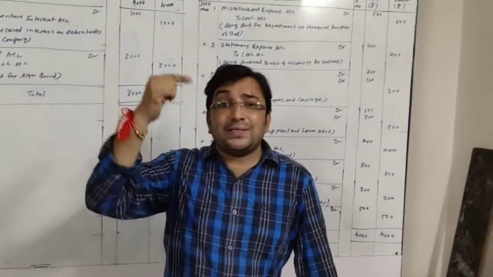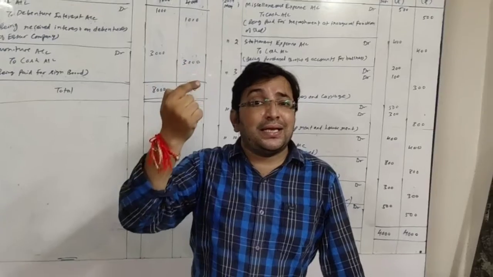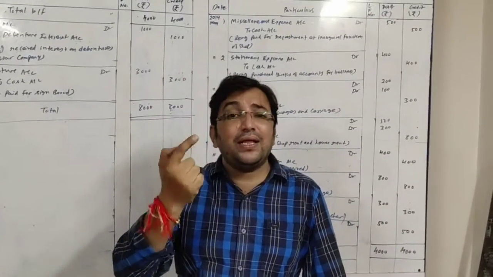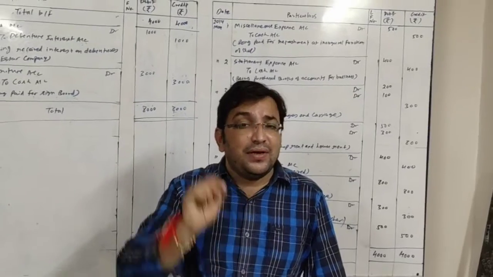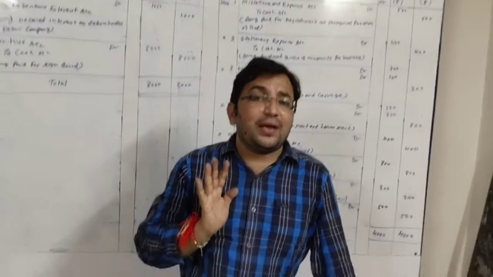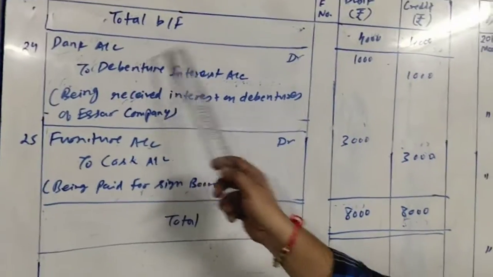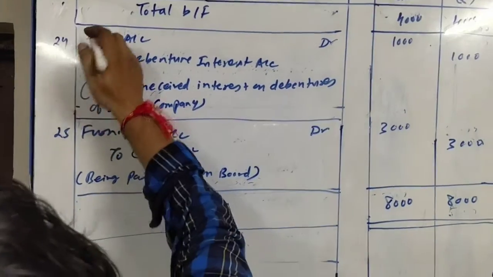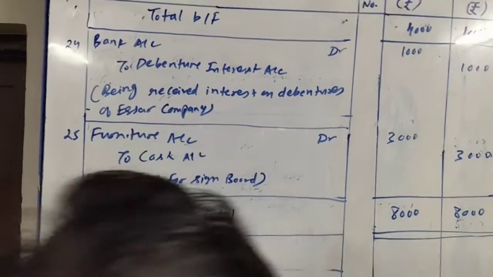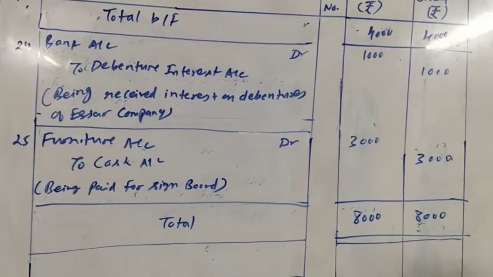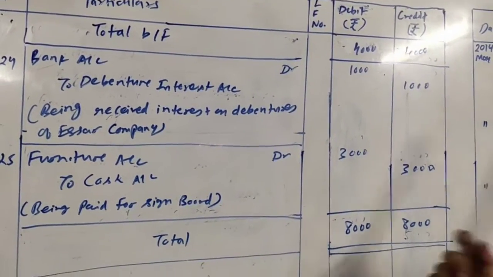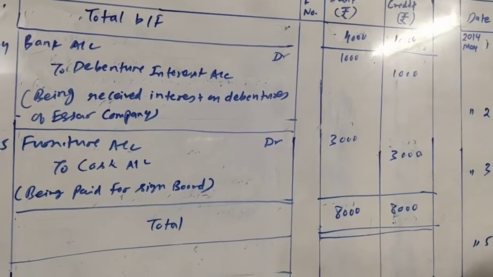So bank balance will go up. Bank balance increases. Bank is the receiver. Bank account debited. What else? Debenture interest is an income. So debenture interest account should be credited. Here the entry is bank account debit 1,000 to debenture interest account being received interest on debentures of SR company rupees 1,000.